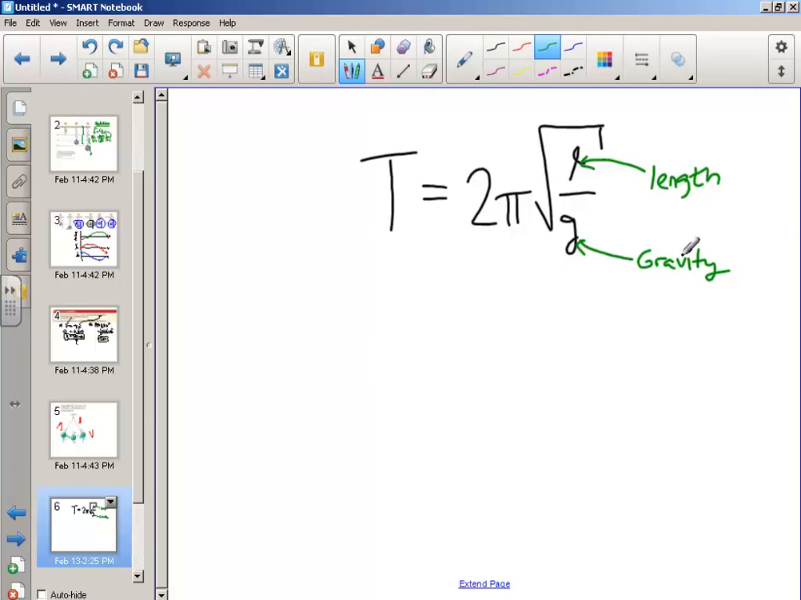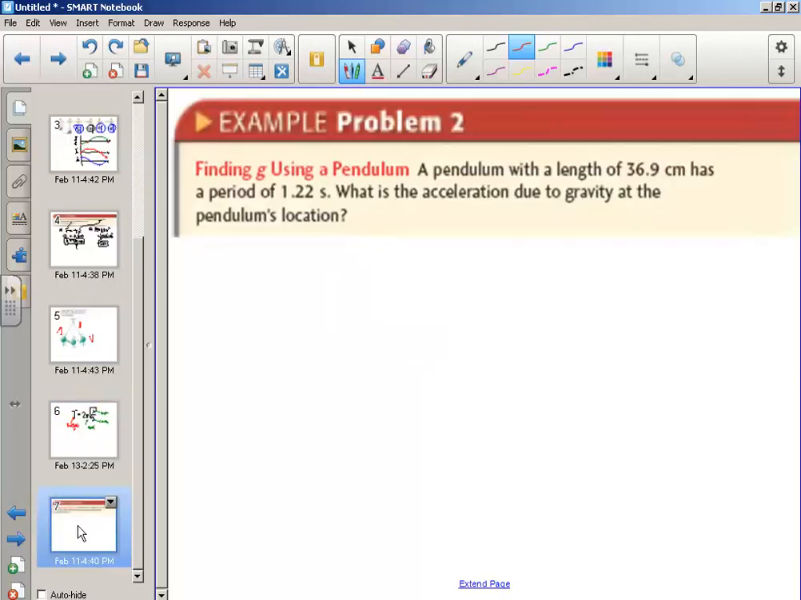You'll notice that nowhere does it talk about mass. Mass doesn't come up in here because it's not related. It doesn't bear any matter on how fast a pendulum takes. This letter T right here is time, also known as the period, in seconds. Pi is just pi like we've always had it. And here's an example problem. It says a pendulum that's got a length of 39.6 centimeters and a period of 1.22 seconds. What's the acceleration of gravity at this location?